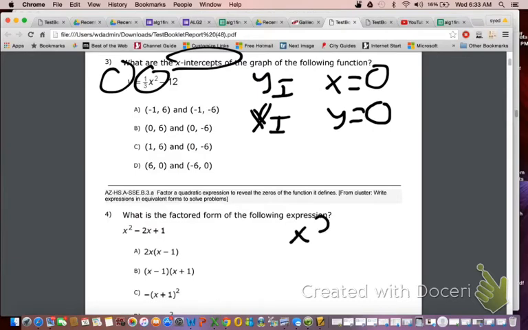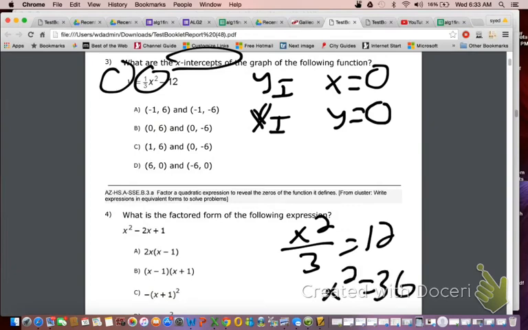So x squared over 3 is 12. Multiply both sides by 3. So it has to be plus or minus 6. So it has to be choice D. It can't be B because your y has to be 0. Okay, so it has to be D.